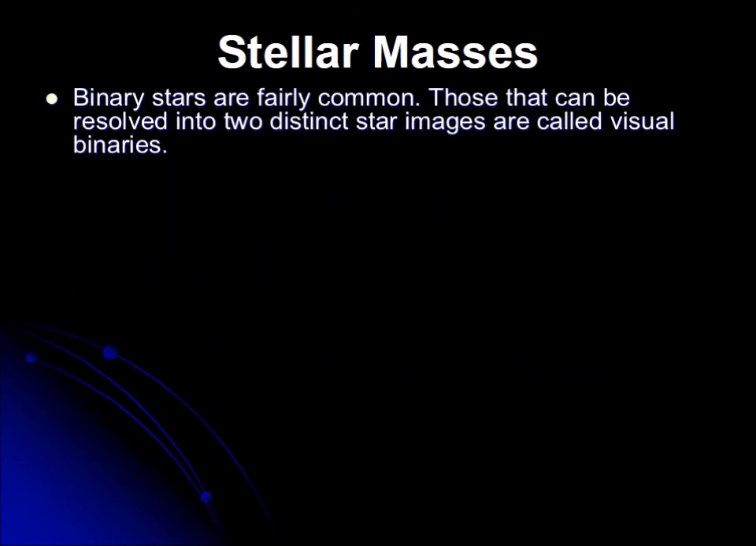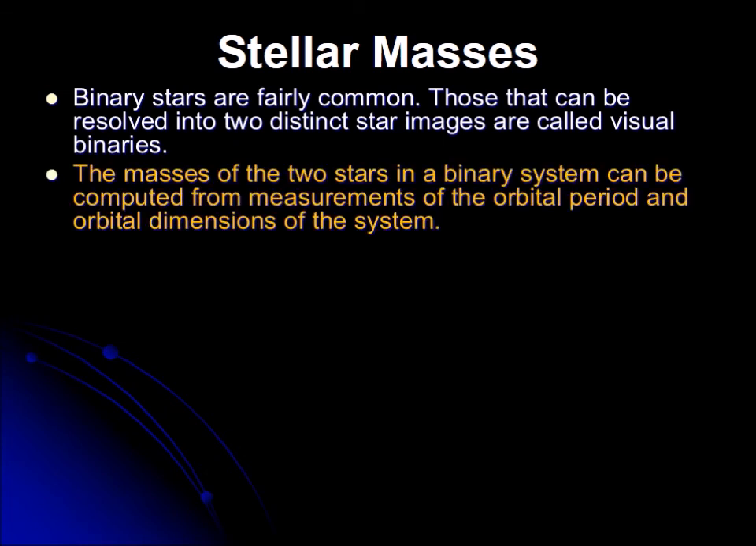We talk about binary stars. One third of all the stars in the Milky Way are binary, and if we can see them, they are known as visual binaries. The masses of the two stars in a binary system can be calculated, provided that we know information about the trajectory, like the semi-major axis and the period in years.